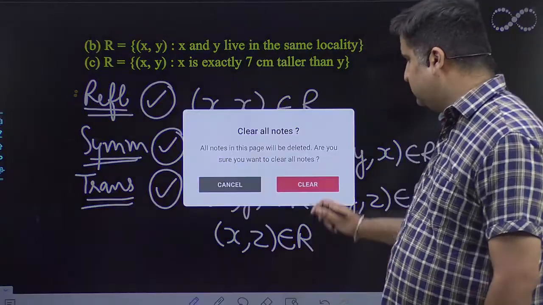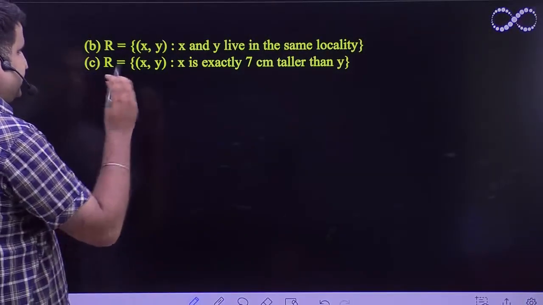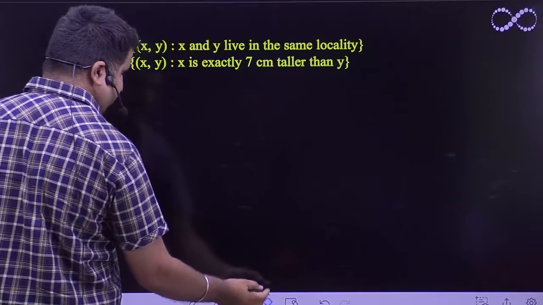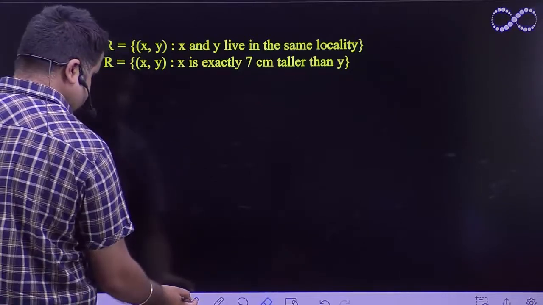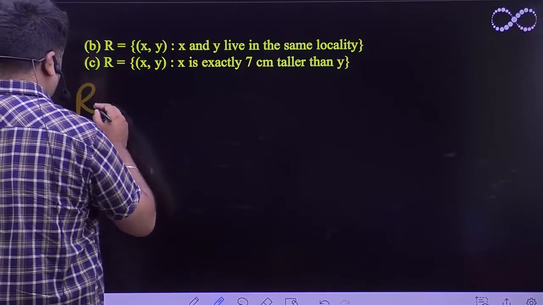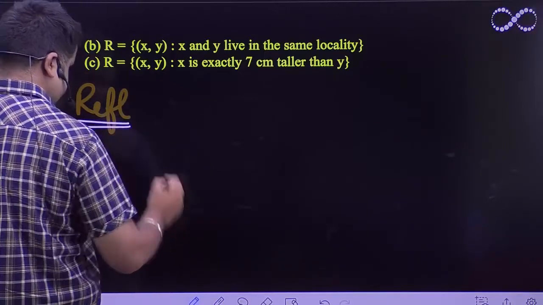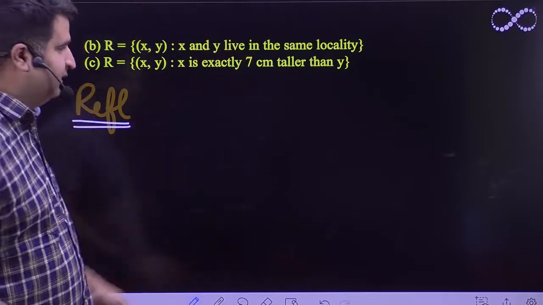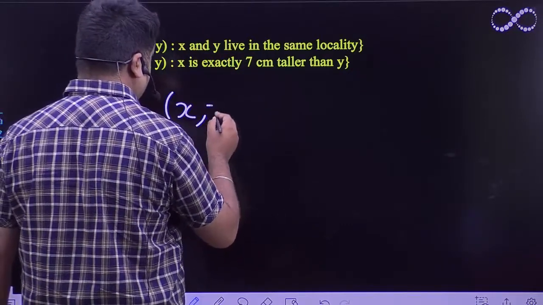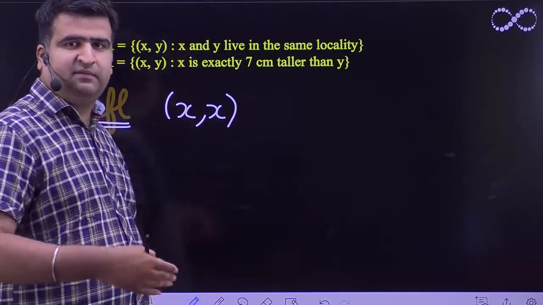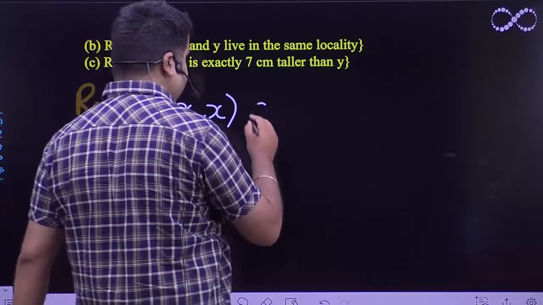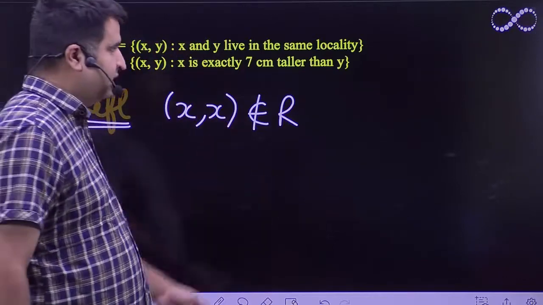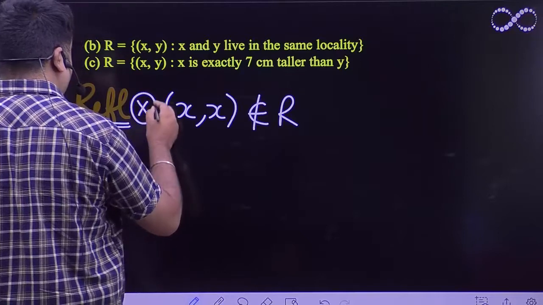Let's move on to the C part of this. X is exactly 7 centimeters taller than Y. So first, we'll check for reflexive property. We'll first see if X is related to X itself. Now this is not possible because the same person cannot be 7 centimeters taller than himself. Therefore, this does not belong to R, since X cannot be 7 centimeters taller than X. So this is not reflexive.